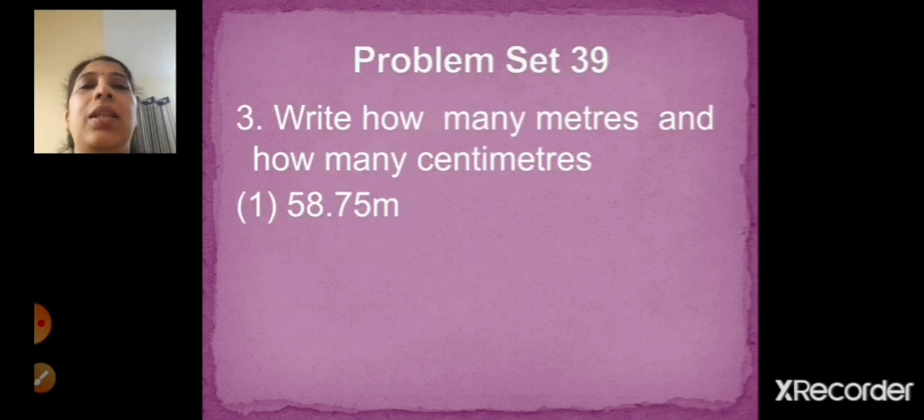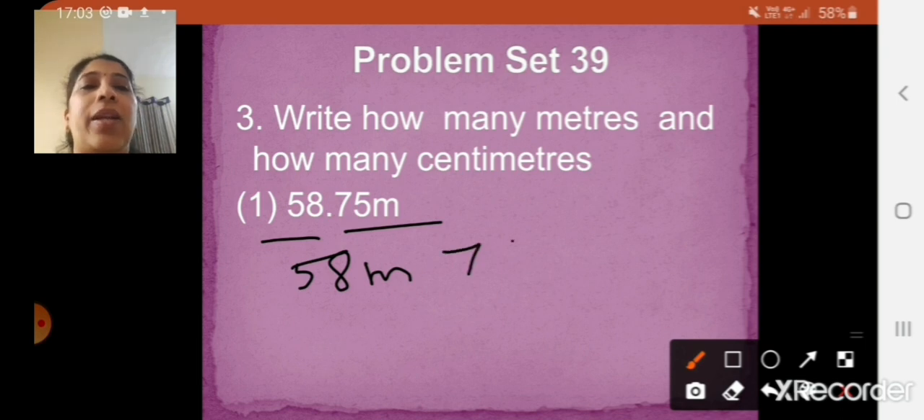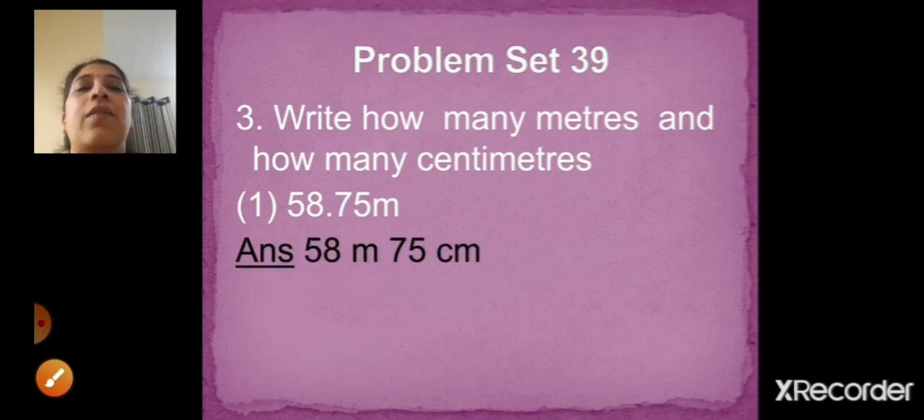Now let's see the third question of problem set 39. Write how many meters and how many centimeters. The first one is 58.75 meter. Now you have to write it in meter and centimeter. As I told you, before the decimal point it will be meter. So you will write it as 58 meter, and after the decimal point that will be your centimeter, so 75 centimeter. The answer will be 58 meter 75 centimeter.